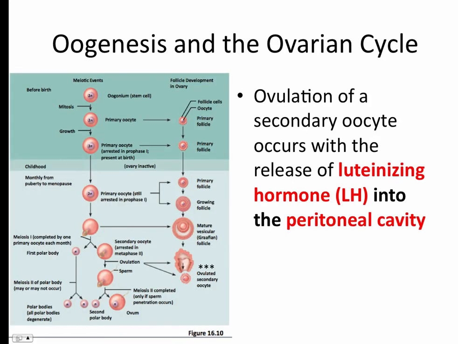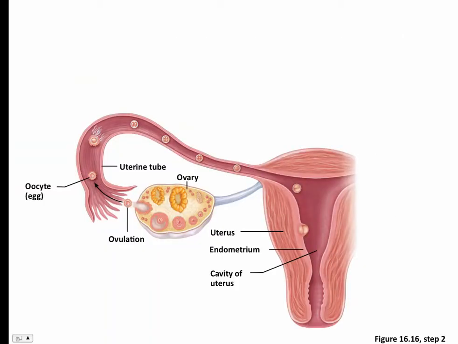As we left off last time, we looked at oogenesis and the ovarian cycle, and we saw how a surge of estrogen from this growing and developing Graafian follicle will then incite the anterior pituitary gland to secrete luteinizing hormone. This in turn is going to cause the secondary oocyte to ovulate. Now, where exactly does the secondary oocyte enter? It enters into the peritoneal cavity.